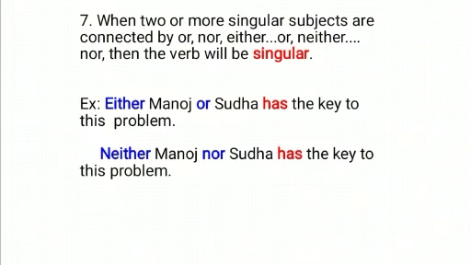Coming to the next rule, when two or more singular subjects are connected by or, nor, that is either or, neither nor, then the verb will be singular. Example, either Manoj or Sudha has the key to this problem. Neither Manoj nor Sudha has the key to this problem. So, either or, neither nor being joined together by these two words, the subjects will have a singular verb.